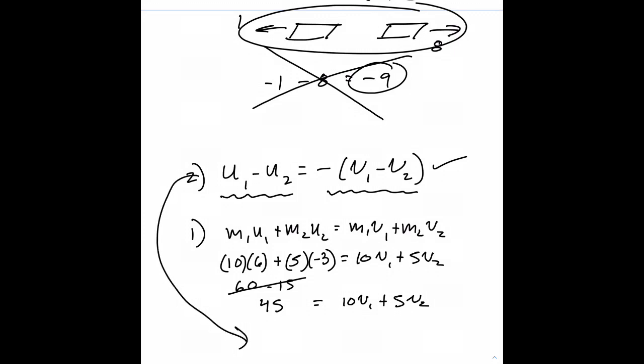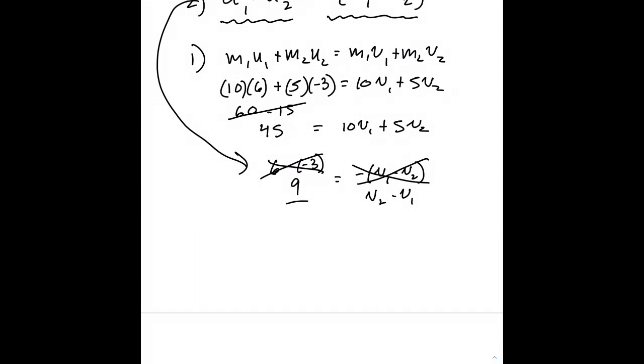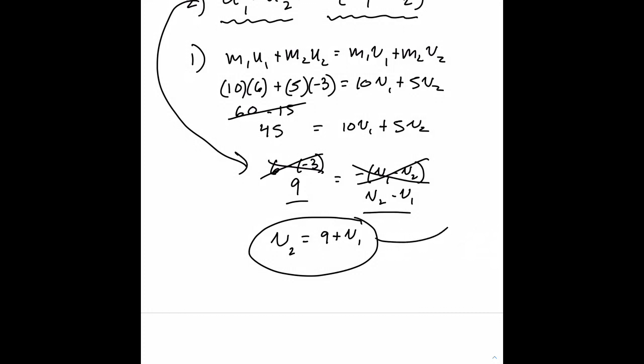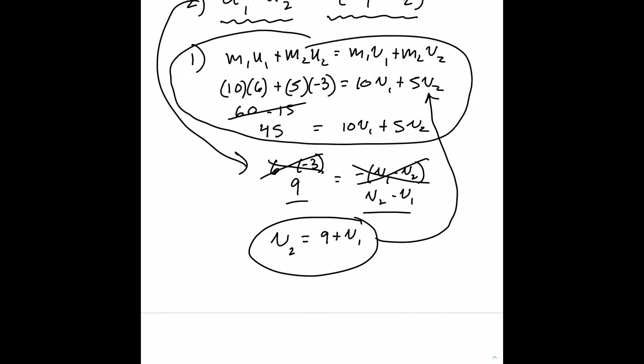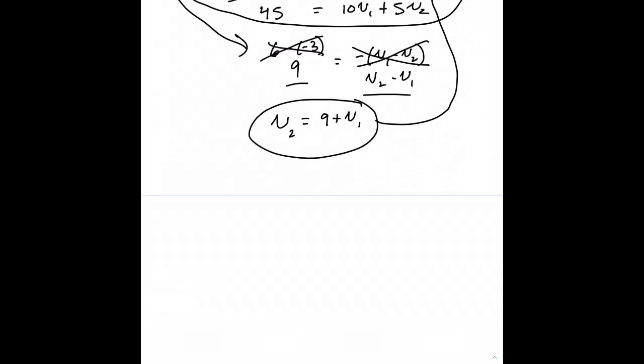We have a relative velocity of 6 minus negative 3, which comes out to 9, and that has to equal the negative of v1 minus v2, or in other words, it has to equal v2 minus v1. So if 9 equals v2 minus v1, v2 is equal to 9 plus v1, and there it is. We have something we can substitute for one of our two unknown quantities. So we'll go back to our statement of conservation of momentum and reduce it to a one variable expression.